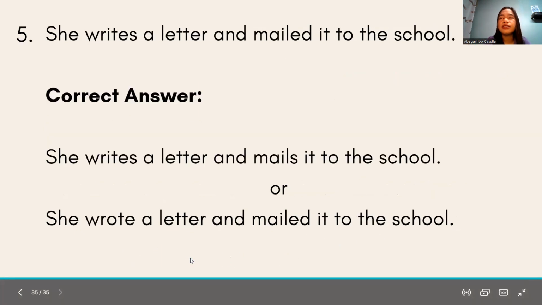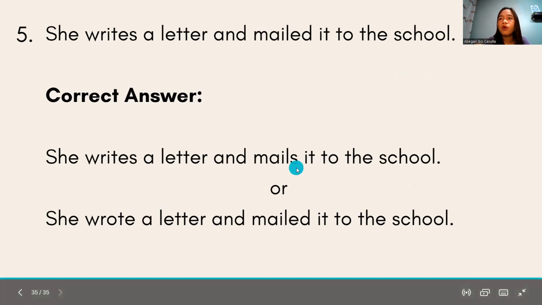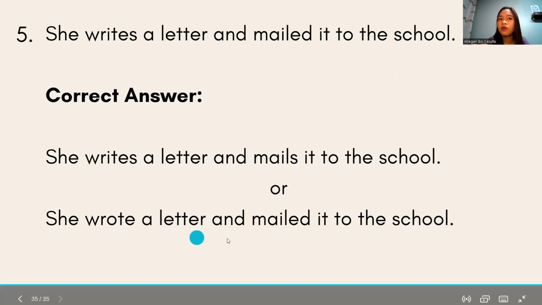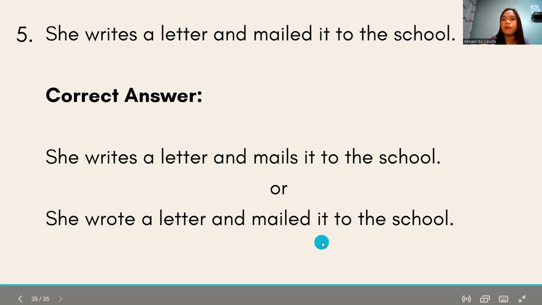All right. And number five, she writes a letter and mailed it to the school. The correct answer should be she writes a letter and mails it to the school, or she wrote a letter and mailed it to the school. This one is in the present form, the first correct answer, and the second correct answer is in the past form of the verb.